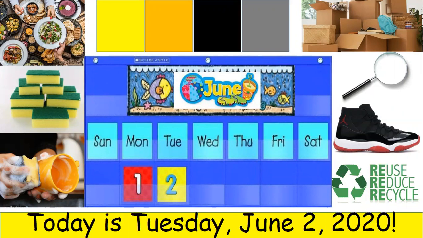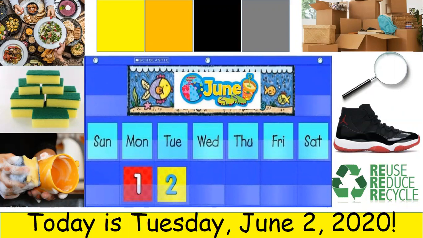These are the months of the year. Now our month begins with the letter J, then a U, then an N, then an E to spell the month of June. All right, boys and girls. Do you know what today is? Let's sing our 7 days song.